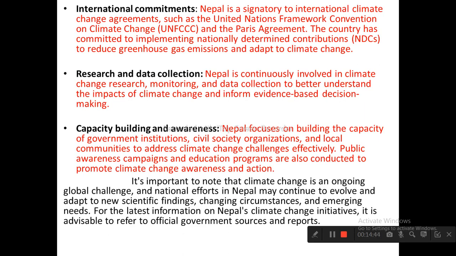It is important to note that climate change is an ongoing global challenge and national efforts in Nepal may continue to evolve and adapt to new scientific findings, changing circumstances, and emerging needs. For the latest information on Nepal's climate change initiatives, it is advisable to refer to official government sources and reports.